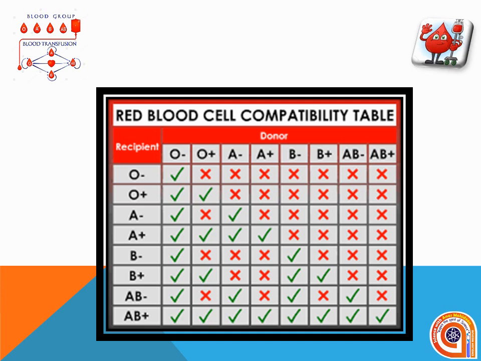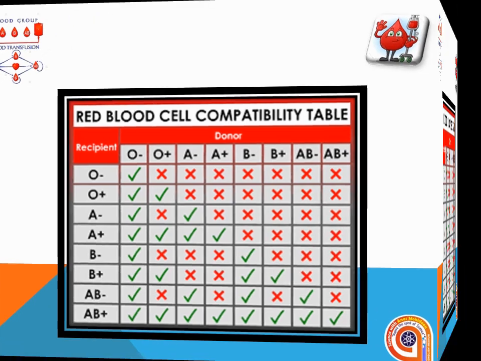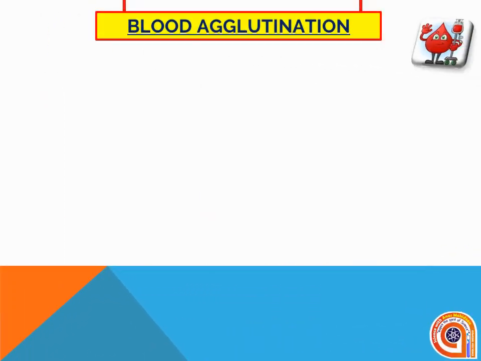In fact, the age, the gender and the body condition will also be considered. And any historical medical treatments will also be considered during blood donation. Not only that, during an incompatible blood transfusion, once the blood is transferred into the recipient's body, there will be clumping of blood. And this is what we take as the next topic, and that is blood agglutination.